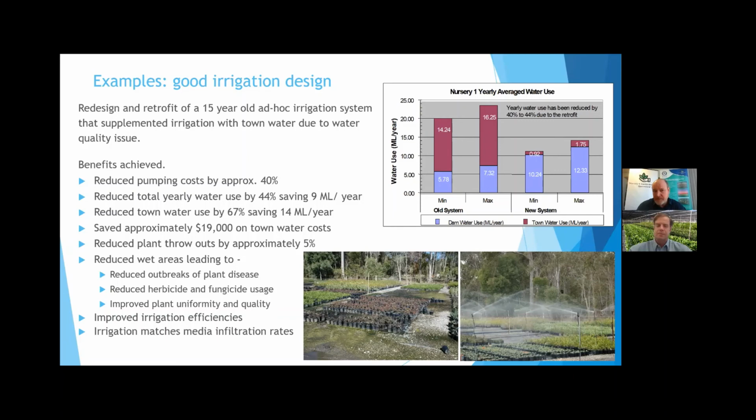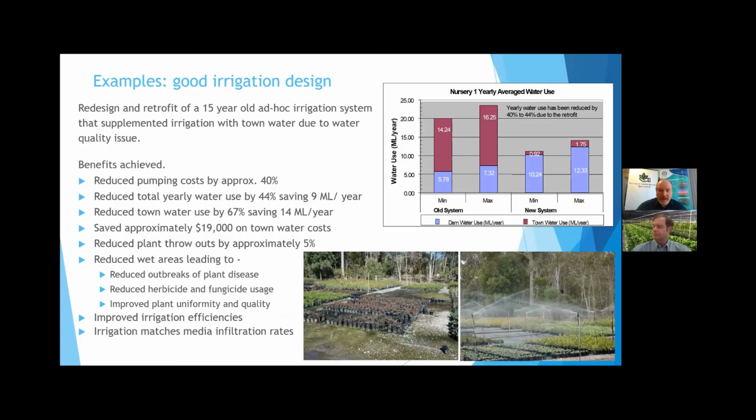But when he joined the project, we had an irrigation specialist look at the system, and they redesigned and retrofitted the irrigation system. Not only was the overall water use reduced by about 40%, the town water use was reduced by 67%, which saved him $19,000. The pumping cost was reduced by about 40% due to water and energy efficiencies.